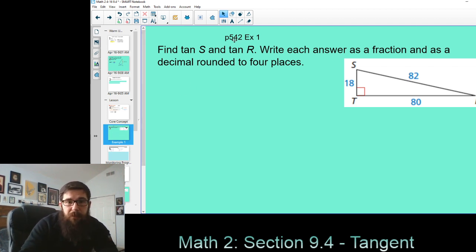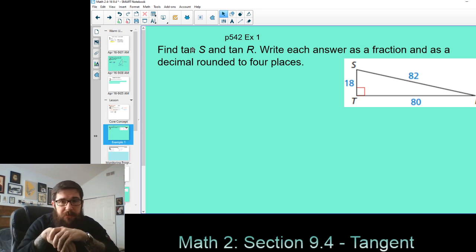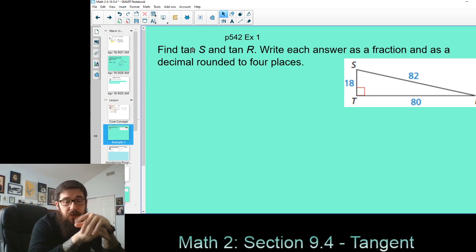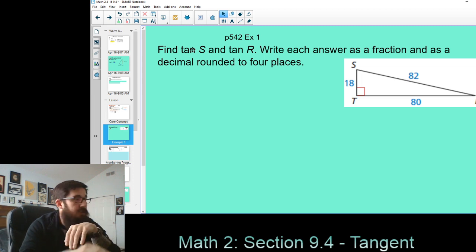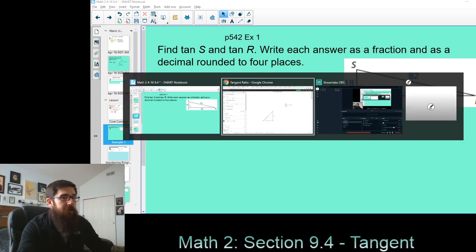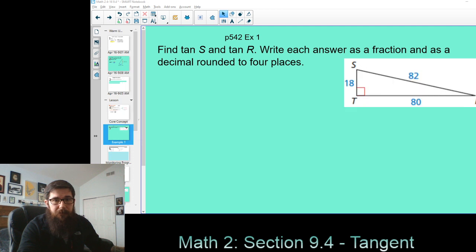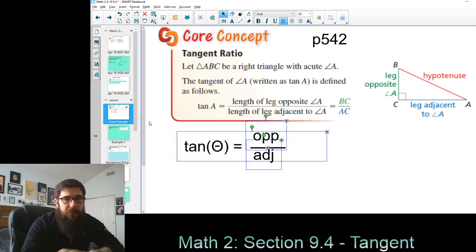Page 542, example 1. We're asking you to find tangent of S and R. So it's two problems in one. Find tangent of S, do all the work for that, and then later find tangent of R. It says write each answer as a fraction and each decimal rounded to 4 places. Let me pop my Streamline stuff back up. Okay. Here's how this is going to go. Let me copy something from a previous page here because I'm going to need this.